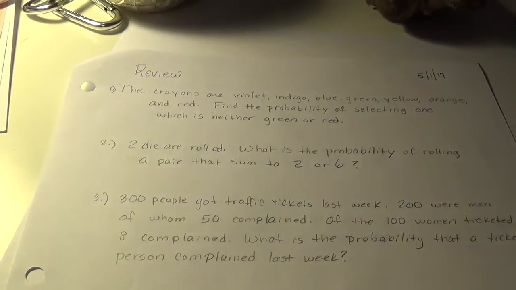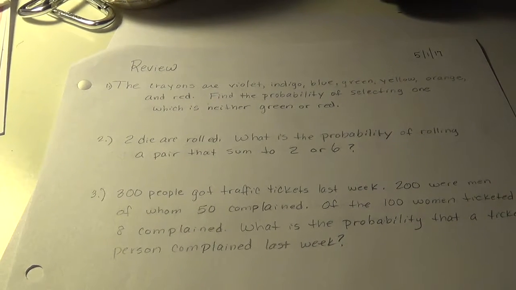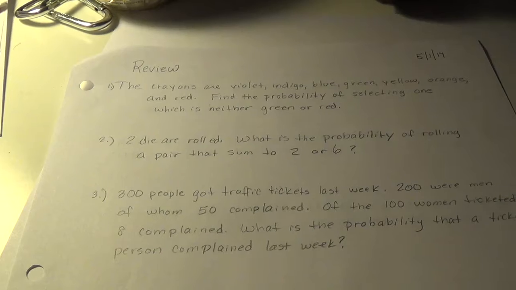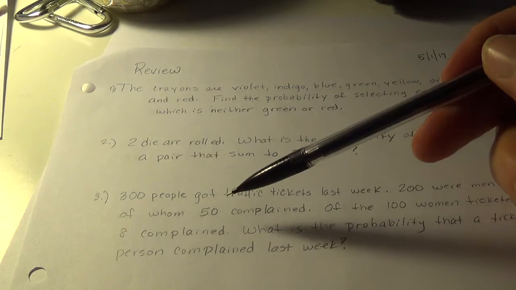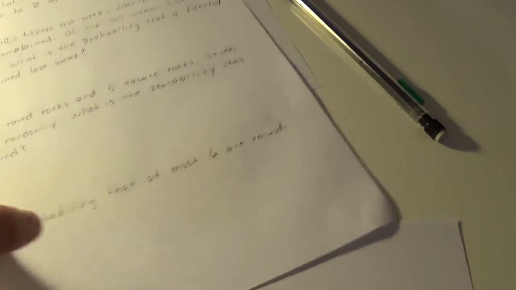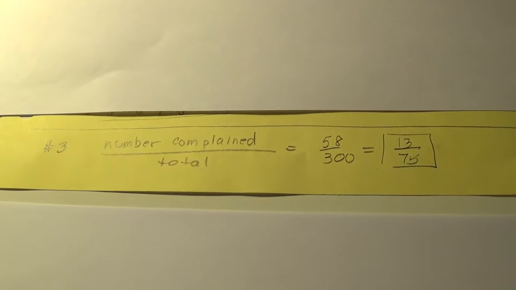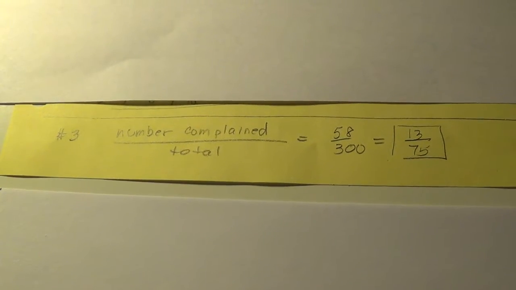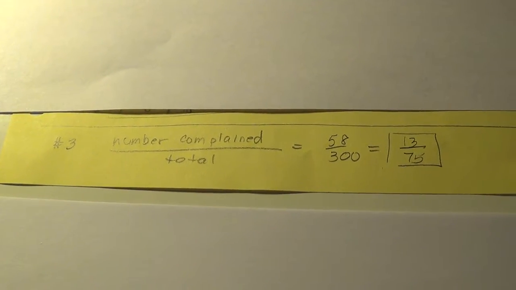So the probability of complaining is the number of complainers divided by the number of people total. So we're going to have to add to get the number of complainers, 50 and 8, 58, divided by the total people, 300. So let's find that work. These are out of order, that's why I'm making such a mess here. All right, so the number complained, 58 out of the total 300, reducing to 13 out of 75.